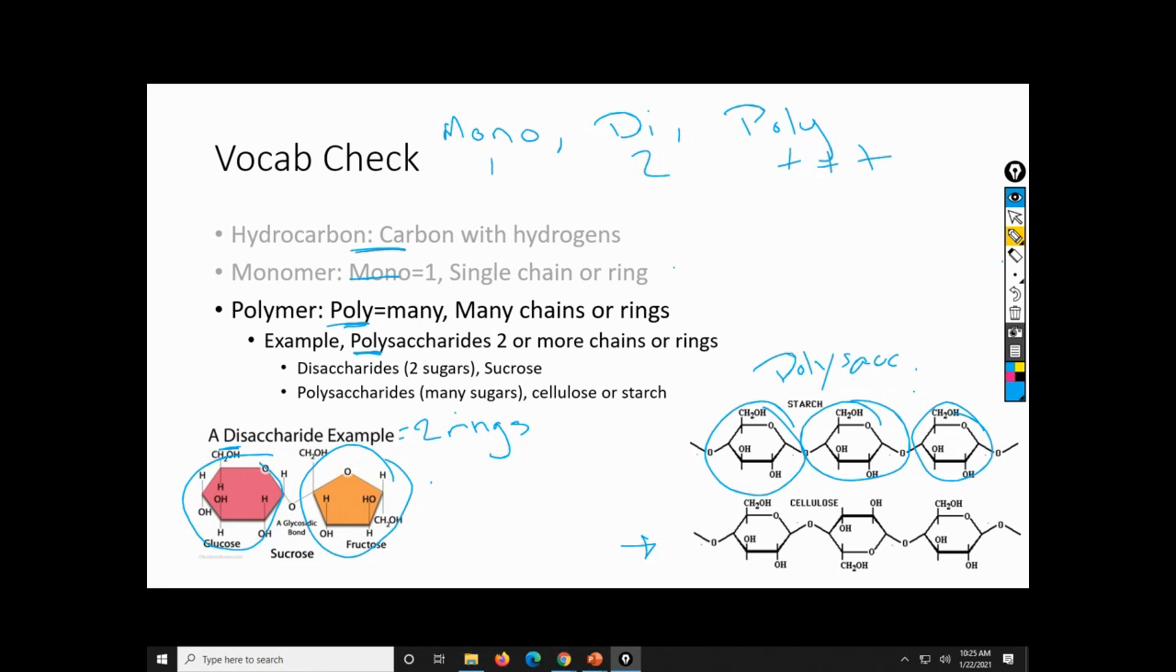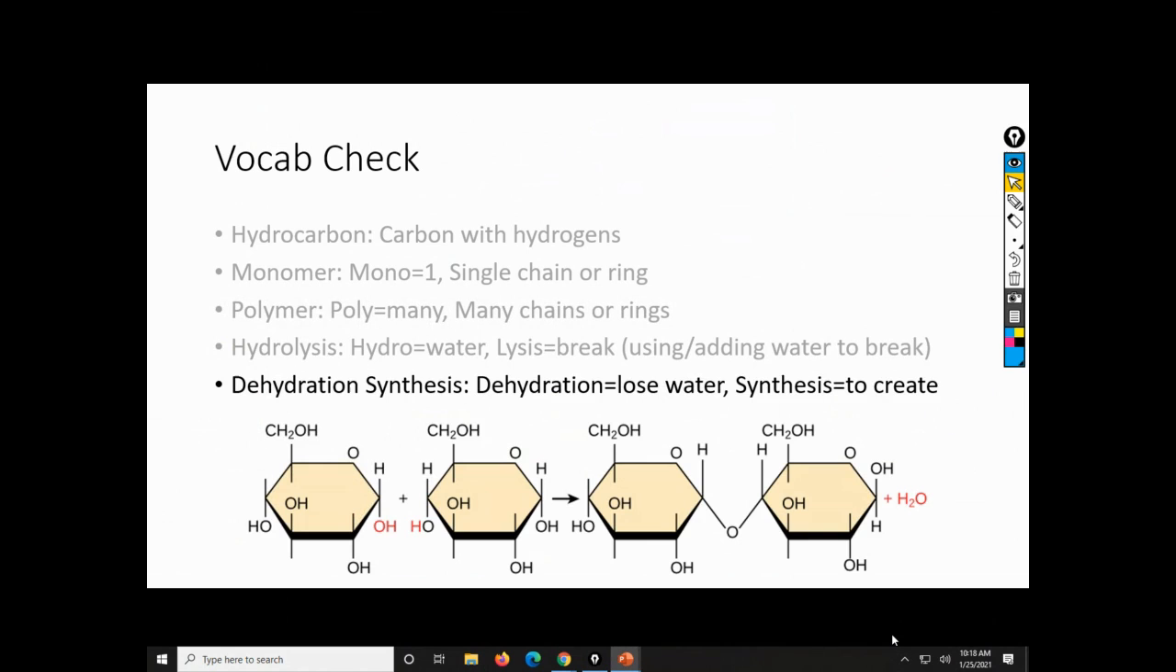Okay, any questions so far? Okay, and we'll use these saccharide terms a lot once we get into carbohydrates. So if those feel a little stressful, that's okay. We're going to get a lot of practice with those. And how we can put together and take apart biological molecules.